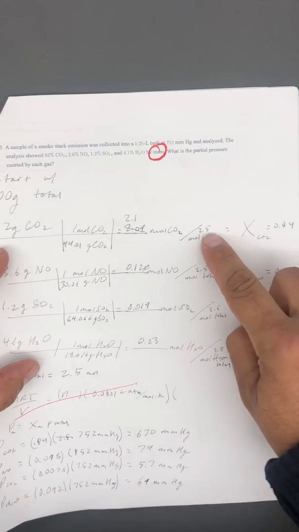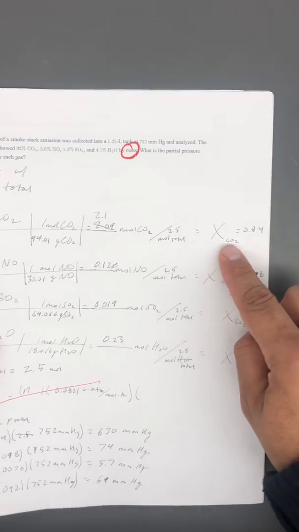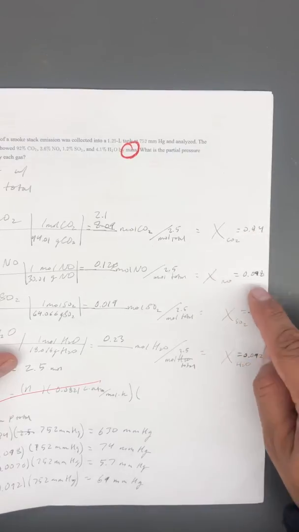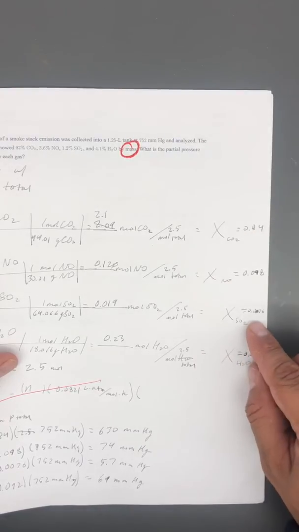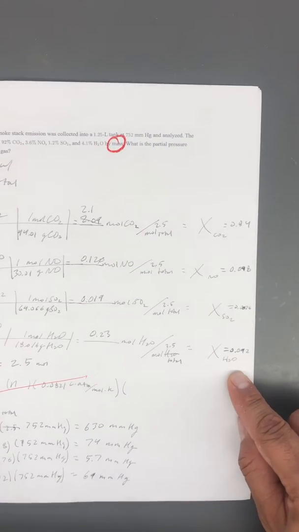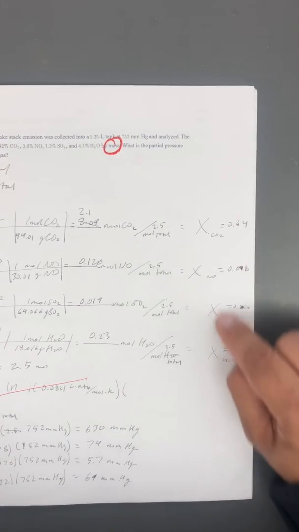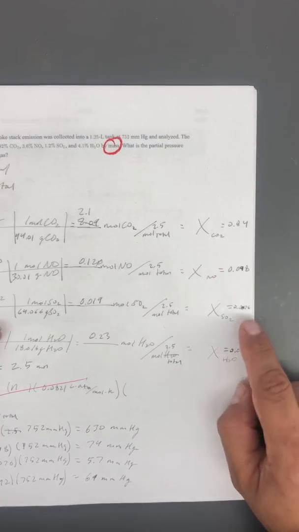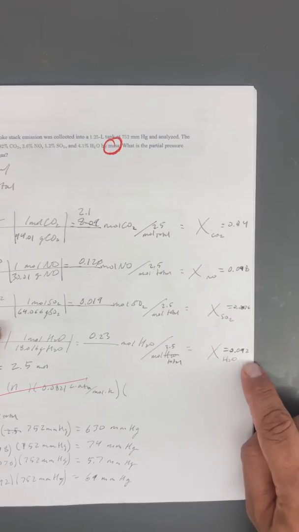Let's divide by the total number of moles to get the mole fraction of each gas. So 0.84 is CO2, 0.098 is NO, 0.0076 is SO2, and 0.092 is H2O. That's telling us that 1 is 100%. So 84% of it is CO2, and a very small percent of it is each of these other gases.